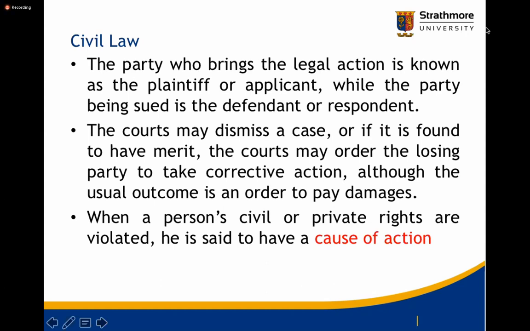The party who brings the legal action is known as the plaintiff or the applicant, while the party being sued is the defendant or the respondent. The court may dismiss a case if it is found to lack merit. The court may order the losing party to take corrective action, although the usual outcome is an order to pay damages. When a person's civil or private rights are violated, he is said to have a cause of action.